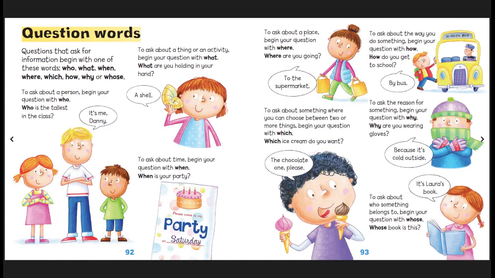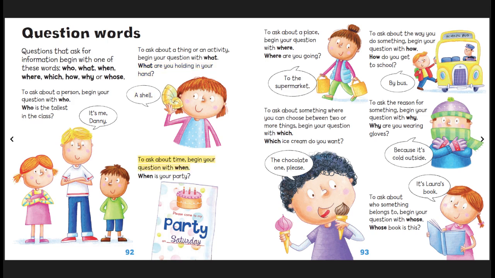Question words. Questions that ask for information begin with one of these words: who, what, when, where, which, how, why, or whose. To ask a person, begin your question with who. Who is the tallest in the class? It's me, Danny. To ask about a thing or an activity, begin your question with what. What are you holding in your hand?